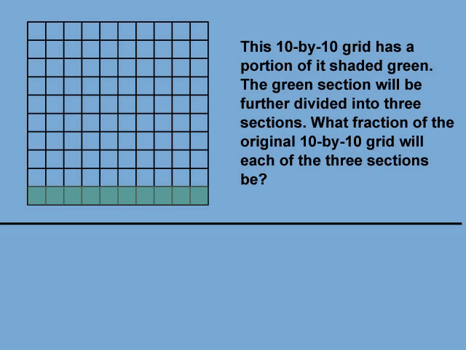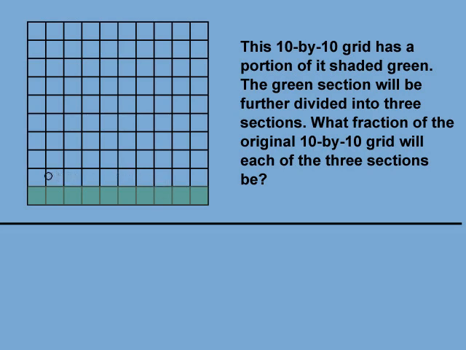This 10 by 10 grid has a portion of it shaded green. The green section will be further divided into 3 sections. What fraction of the original 10 by 10 grid will each of the 3 sections be? The 10 by 10 grid has 100 small squares. That means that the shaded region represented as a fraction is 10 over 100.